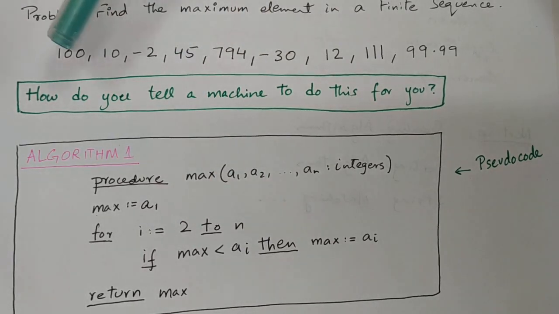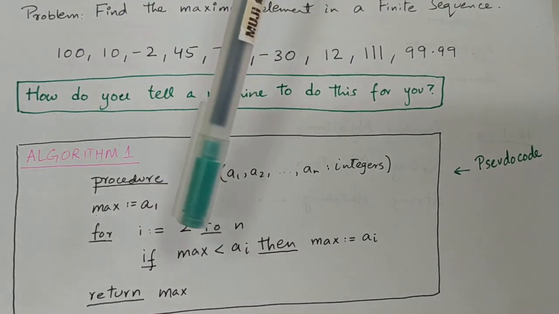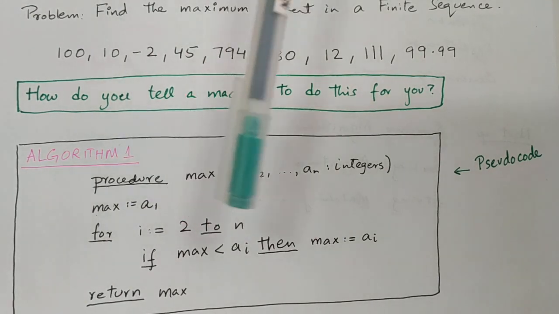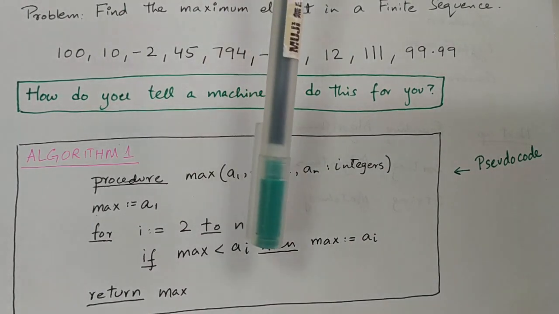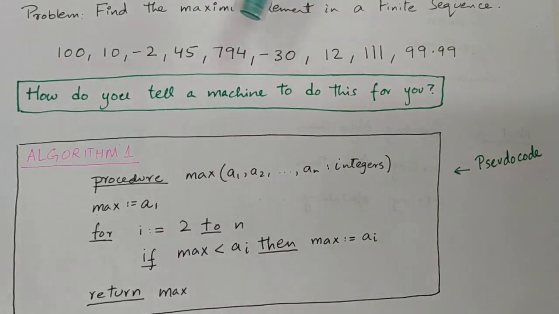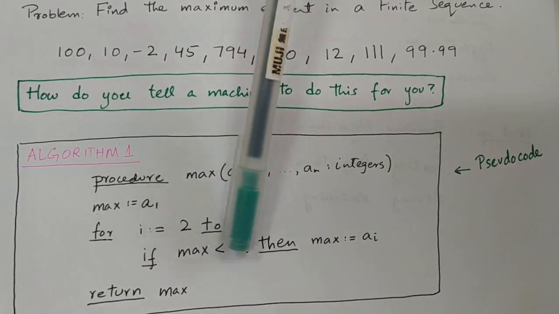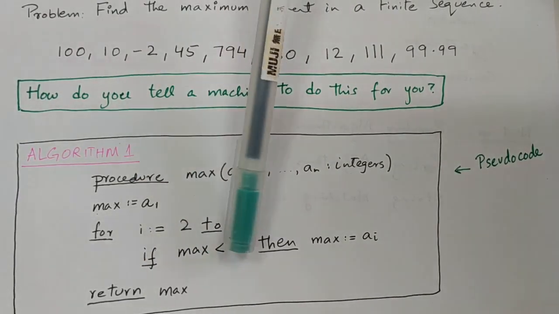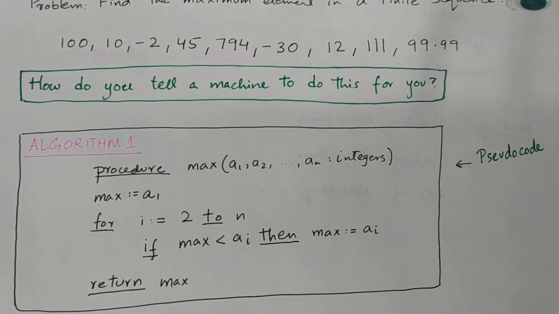So I is from 2 to n. In this case, my n will go from 1, 2, 3, 4, 5, 6, 7, 8, 9. So I have 9 values. My for loop will run from I equals 2 to I equals 9. And any time it encounters a value which is greater than the current value of max, it will just shift that value. So I would encourage you all to run this procedure in your head, assume that you're a machine following these steps, and see if you can use algorithm 1 to find the max value in this list. And I'm sure you all can do that.